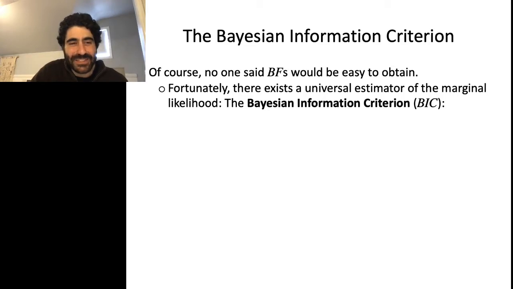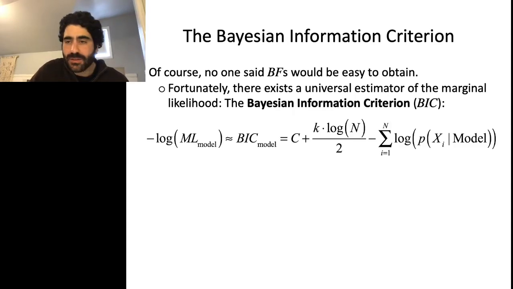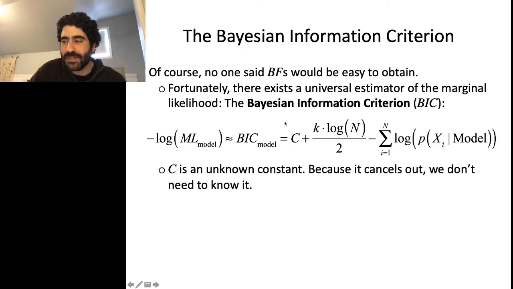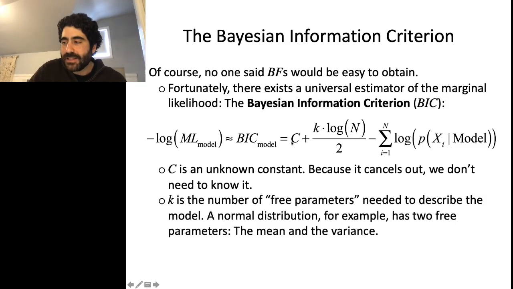Okay, hopefully my streaming is doing okay there. All right, so you don't have to know this formula. I'm just going to show you what it looks like, which is that the negative log of the marginal likelihood can be approximated with this complicated formula. This first thing, C, is just some unknown constant that cancels out between models, so we don't care about that. This second term here, K, is the number of free parameters in the model.